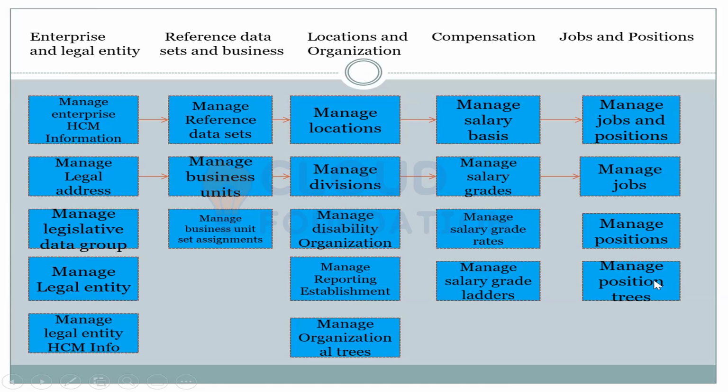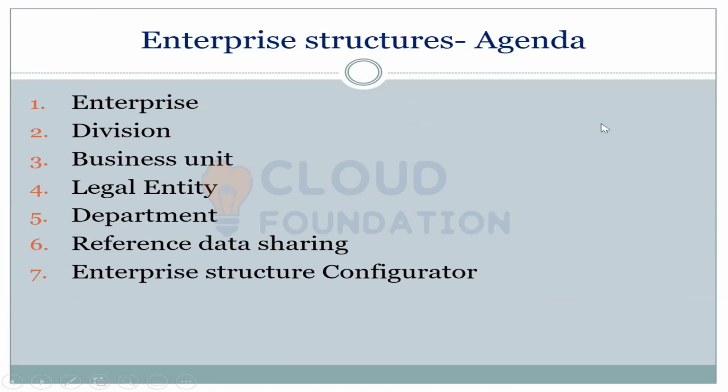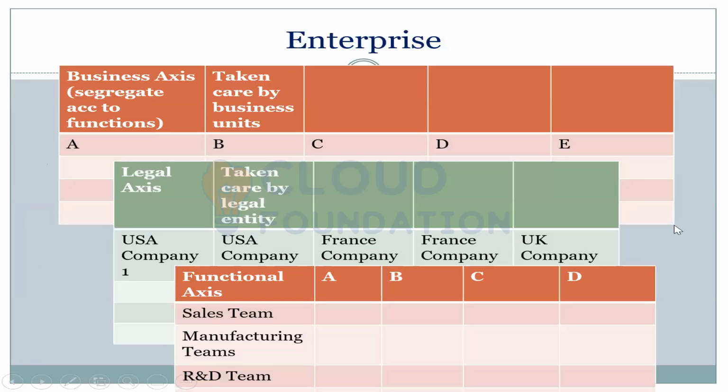So the enterprise structures agenda. What is the enterprise structure agenda? What is enterprise structure? Enterprise structure contains your enterprise, that is the highest level of the business. Then we have the division, then the business unit, then the legal entity, then the department. Then we have reference data sharing and the enterprise structure configurator. One by one, we are going to learn what is enterprise, what is division, what is business unit, what is legal entity, what is department.